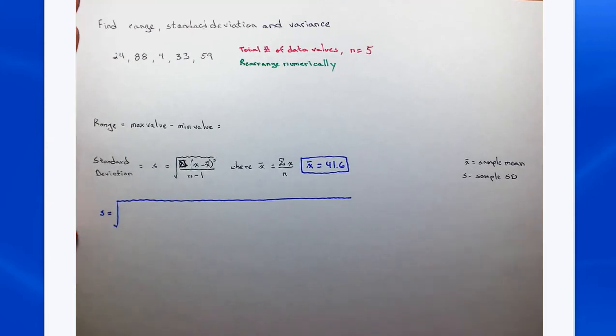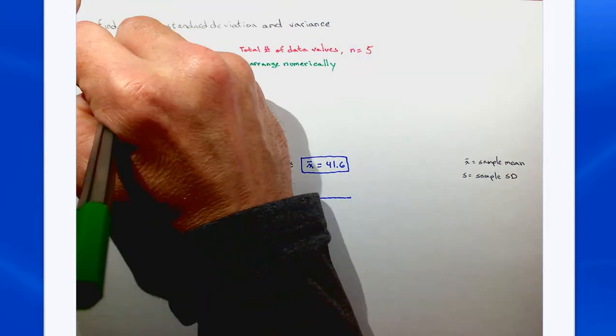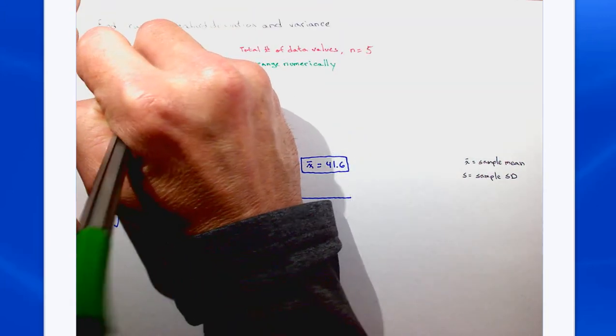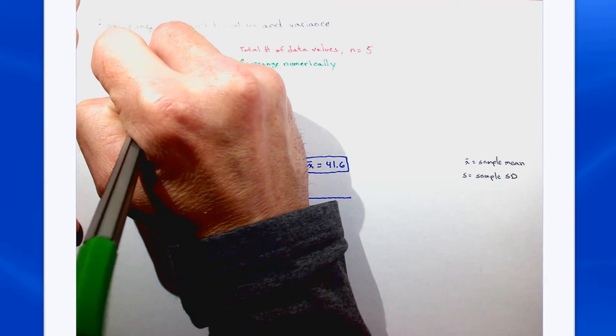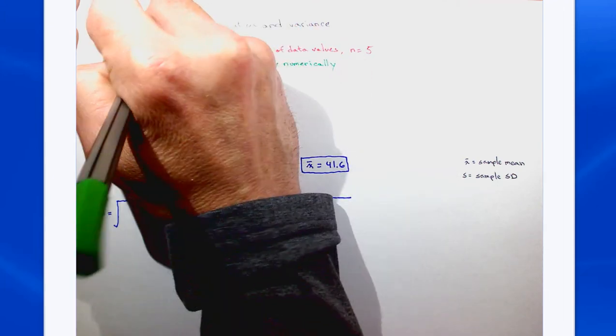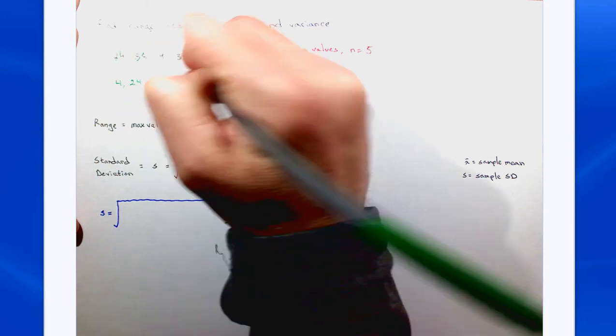Rearrange our data numerically. It's the next thing we need to do. So 4, 24, 33, 59, and 81, or 88, sorry.